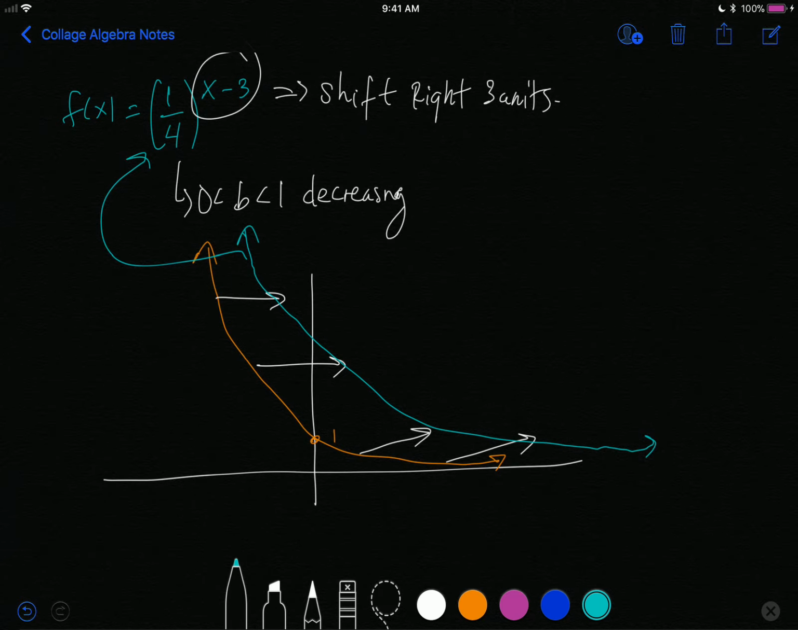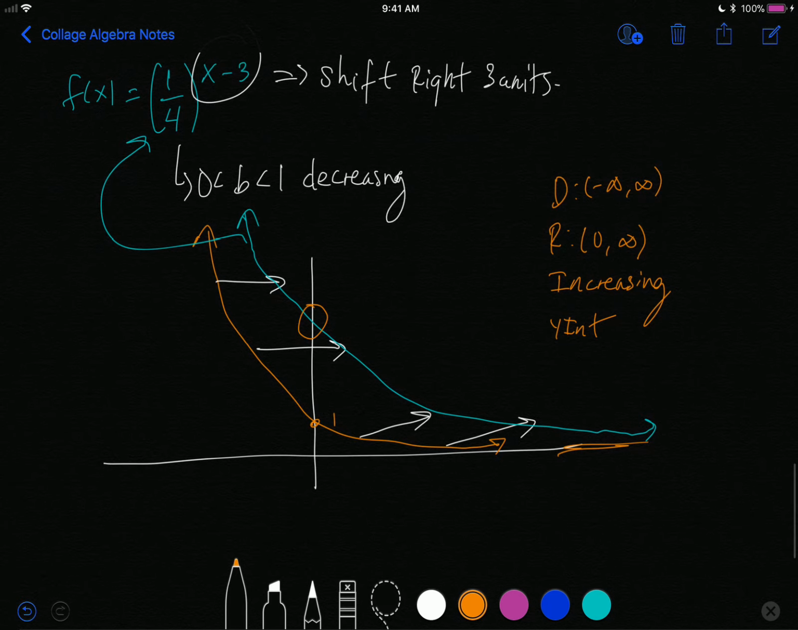Well, what are my properties? My domain is still negative infinity to positive infinity, so my domain did not change. My range, notice the graph right here is still getting close to the x-axis, so my range does not change. It stays at 0 to infinity. My graph is still decreasing, so again, that doesn't change. My y-intercept is way up here now, so my y-intercept does change.